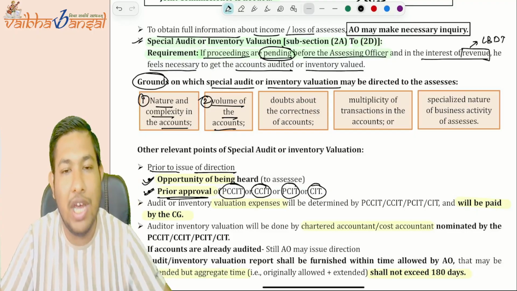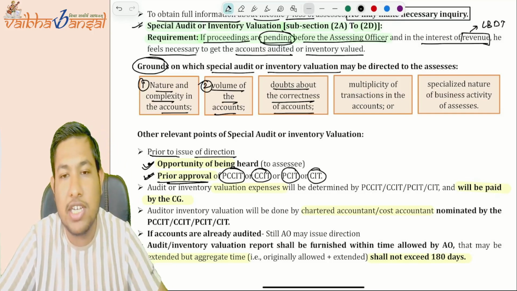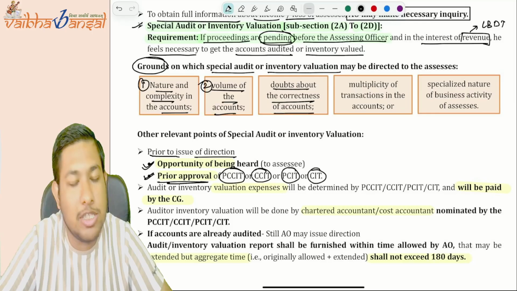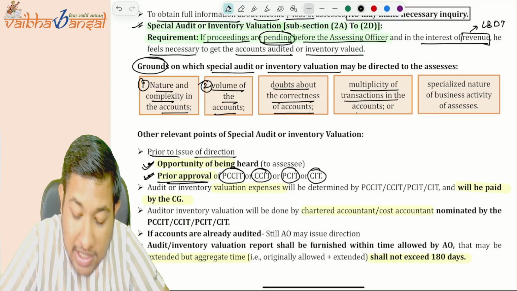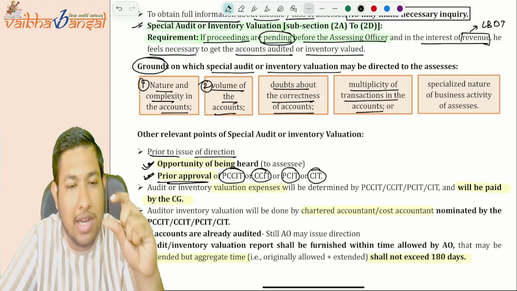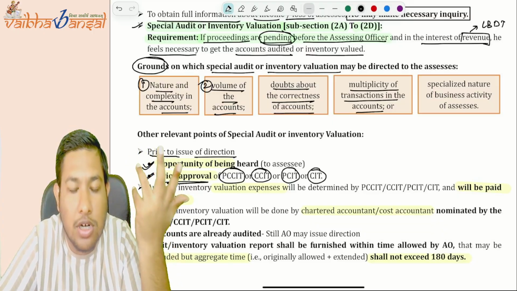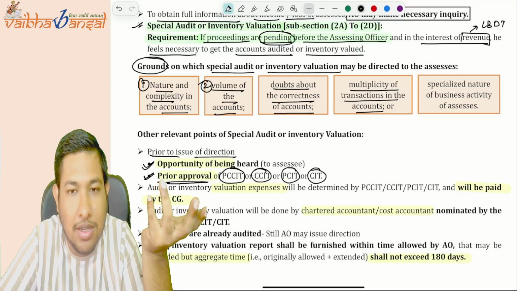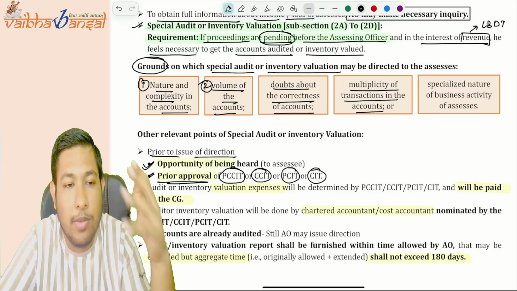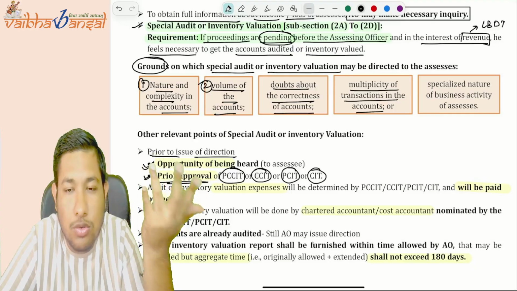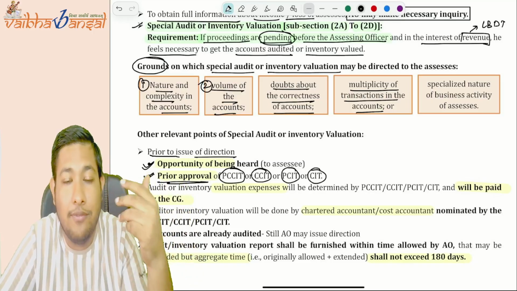Now, volume of the accounts is clear. Now, doubts on the correctness of the accounts. If there is a doubt on the correctness of the accounts, then also he can ask for the special audit of the inventory valuation. There is a multiplicity of transactions in the accounts. If a transaction is coming various times, but I do not understand it. What does a transaction mean? And it is in multiplicity. That particular transaction is coming across the accounts and I do not understand it. It forms the major part of the accounts, but I do not understand it. So I have to understand this.